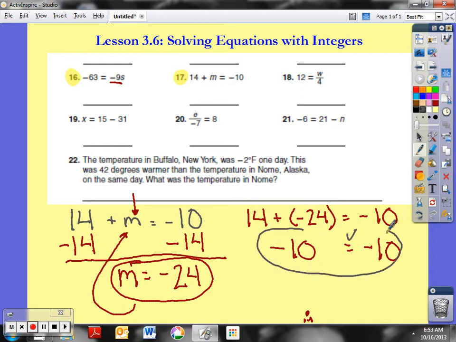Both sides are equal. So there is my final answer. Yes, indeed, m does equal negative 24. This is the check to prove that m does equal negative 24. Let's take a look at another one.